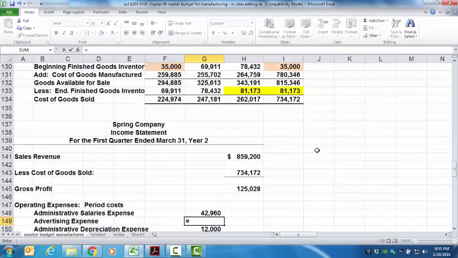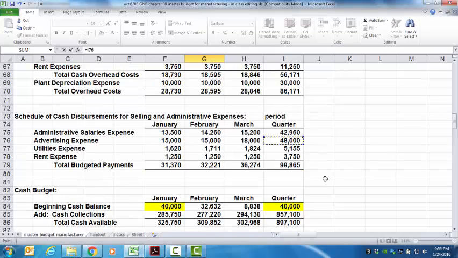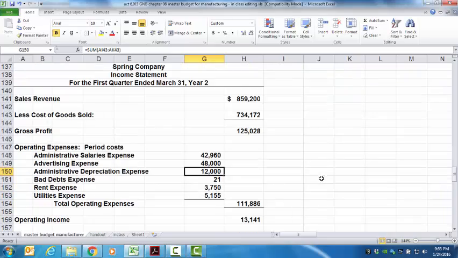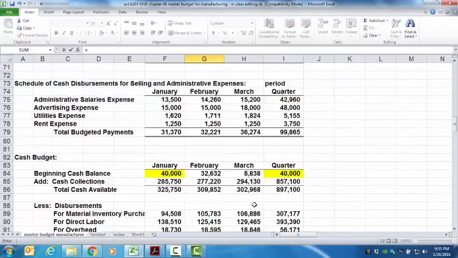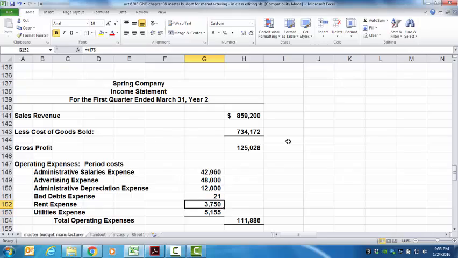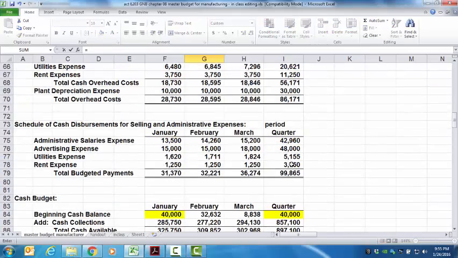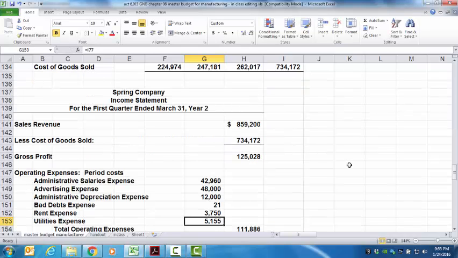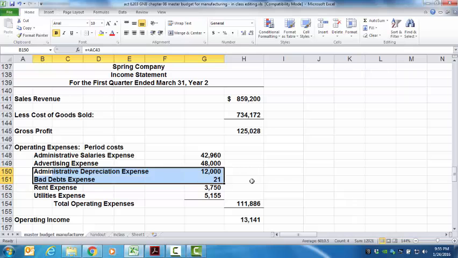We need the advertising. That's $48,000. And then I see I've got utilities and rent, so let's get those while we're in here. I know I'm skipping some in the middle, but we'll come back to them. And then, of course, rent. Now that only leaves me with these two right here.